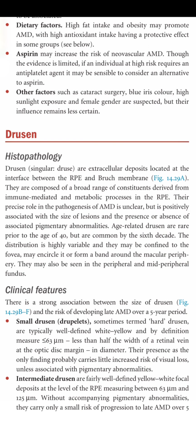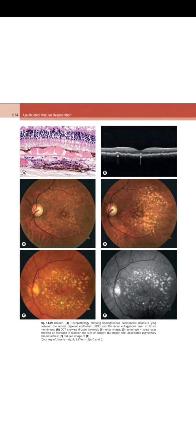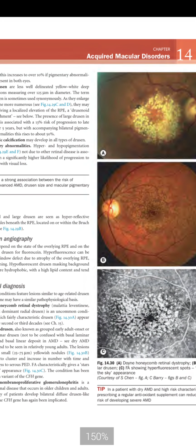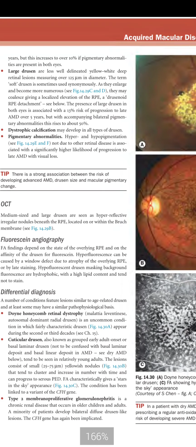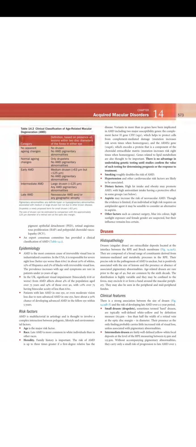Intermediate drusens are fairly well-defined yellow-white foci of deposit at the level of the RPE, measuring between 63 micrometers and 125 micrometers. So it is between the small and the large drusen, without accompanying pigmentary abnormalities. They only carry a small risk of progression to late AMD over 5 years, but this increases to over 10% if pigmentary abnormalities are present in both eyes. So if there are pigmentary abnormalities, then there is a 10% risk of developing advanced AMD in the case of intermediate drusens.